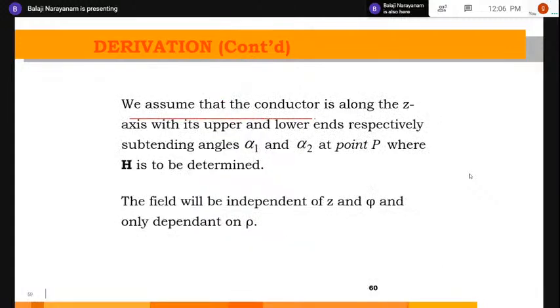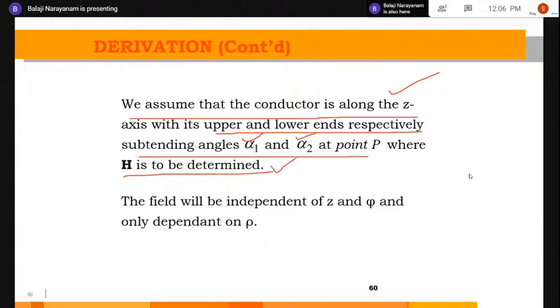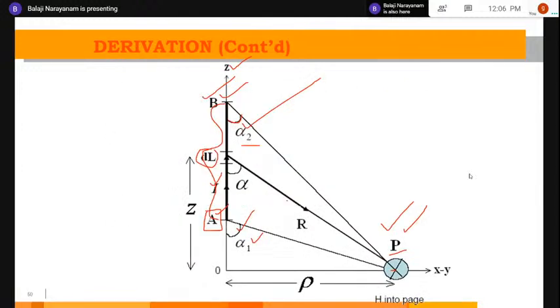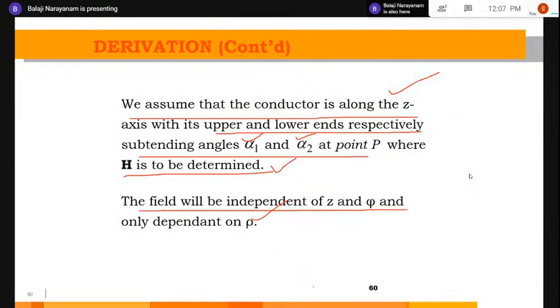So we assume that the conductor is along the Z axis, with its upper and lower ends respectively subtending angles of alpha 1 and alpha 2 at point P, where the magnetic field strength H is to be determined. The field is independent of z and phi and only dependent on rho, as the field direction is along the rho direction. You observe, this is the rho direction. And you do not have any az bar and a phi bar.